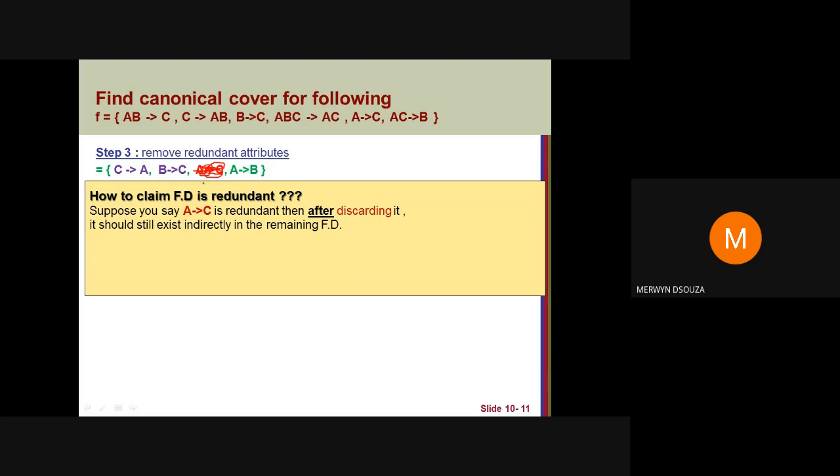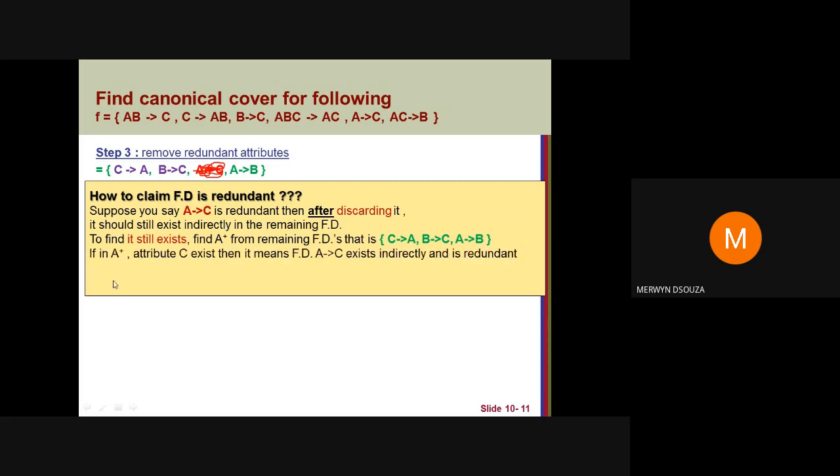To check that, you find the A closure. In that A closure, C should be present. Then we claim that this FD is redundant. Otherwise, it is not redundant. When you find A closure from the remaining FDs, you will get A, B, C. You can check for that. Since C is present, we claim that A determines C is redundant. Because it is redundant, you will discard this.